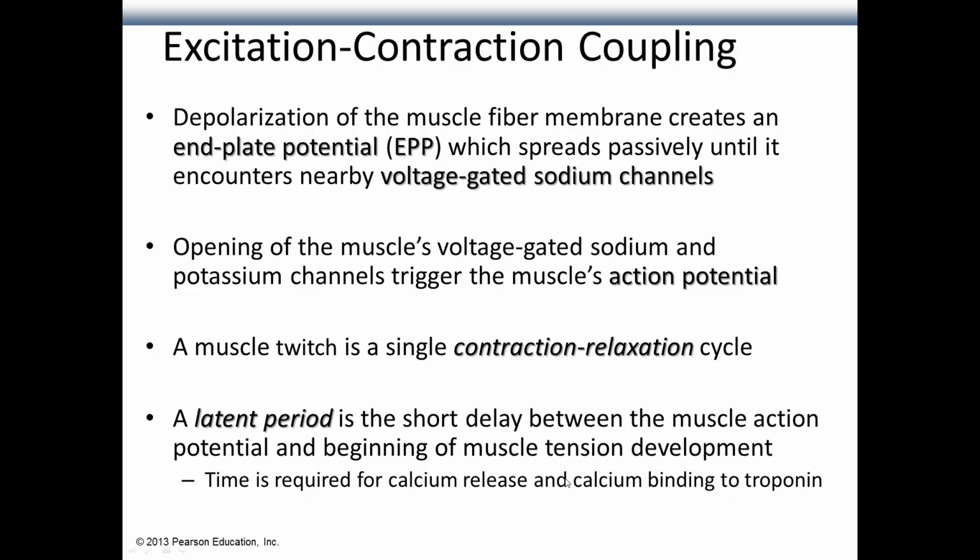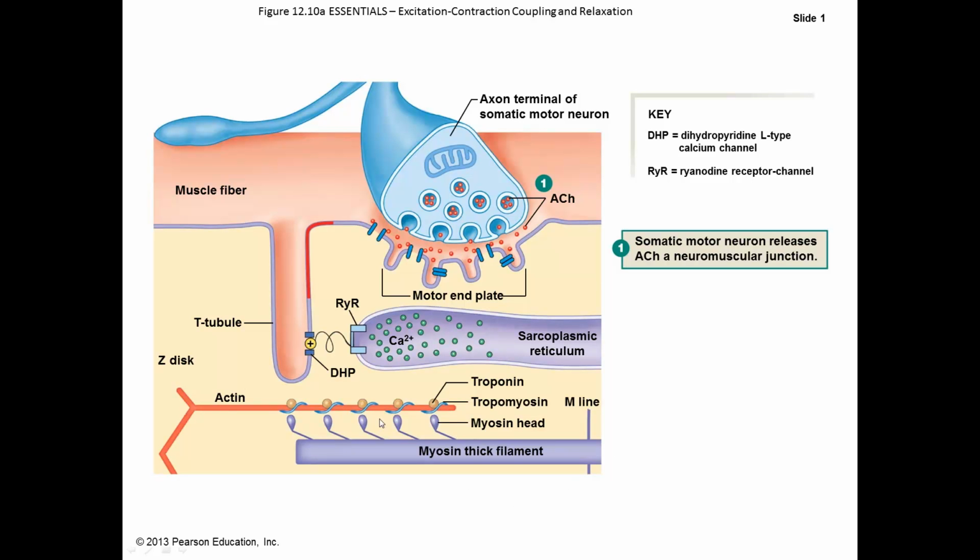We'll talk about troponin in just a moment. Here's troponin on the thin filament. It's a calcium binding protein. It changes its shape when it binds calcium, and that can trigger muscle contraction.